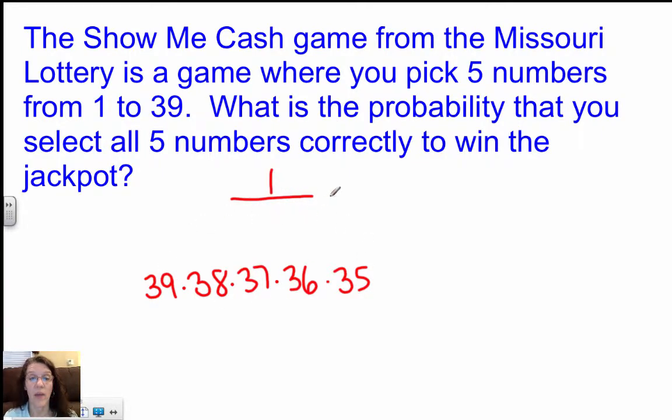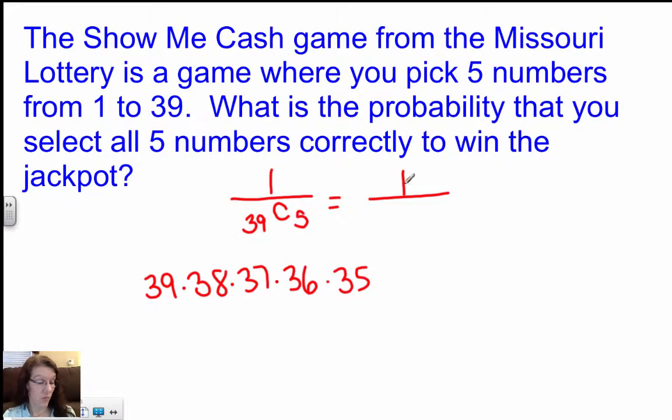We can multiply that out, or we can also think of that as choosing 5 numbers out of 39. It's a combination because the order does not matter. So we pick 5 out of the 39 numbers. I don't know what that is off the top of my head, so I'm going to use my calculator. I'm going to find my nCr button.